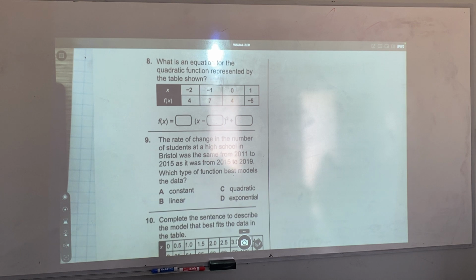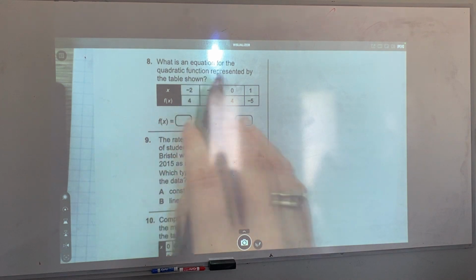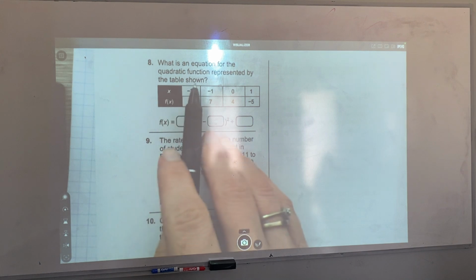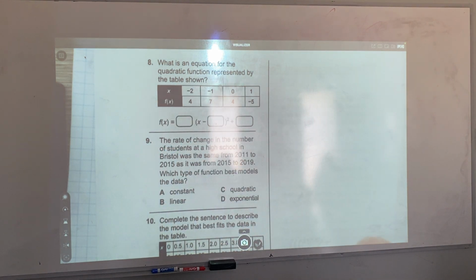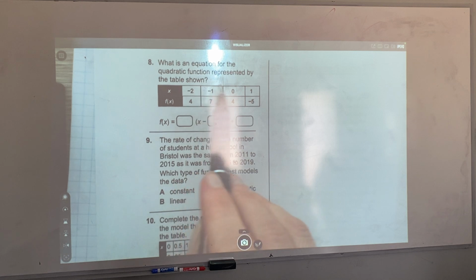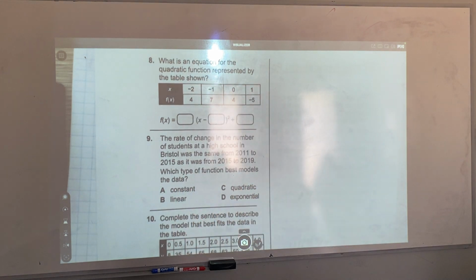Number 8 is going to be, I actually really enjoy hearing everybody try to figure this out. It's fun for me. What is an equation for the quadratic function represented by the table shown? Now, if you're like me, because it's giving you a bunch of numbers, some x coordinates, some y coordinates, our input coordinates, our output coordinates, we know these are coordinate pairs. If I wanted to, I could graph them.